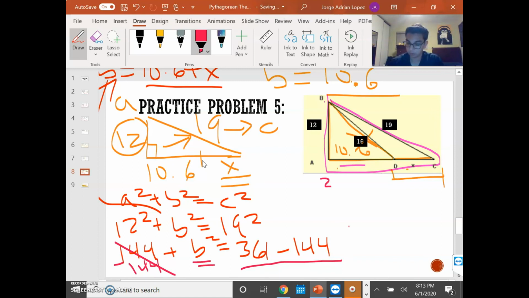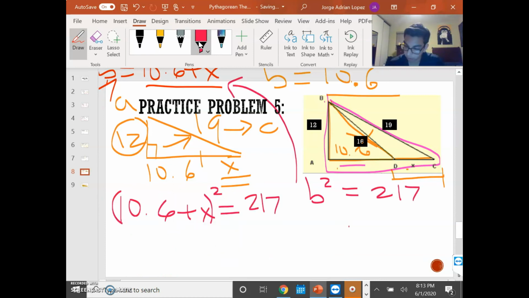So b squared is equal to 361 minus 144, which is 217. Okay? Square root time, right? So b squared equals 217. How do you get rid of the square root? Or how do you get rid of the exponent? Take the square root of 217, and b is equal to the square root of 217, which is, I'm going to round it to 14.7, okay?